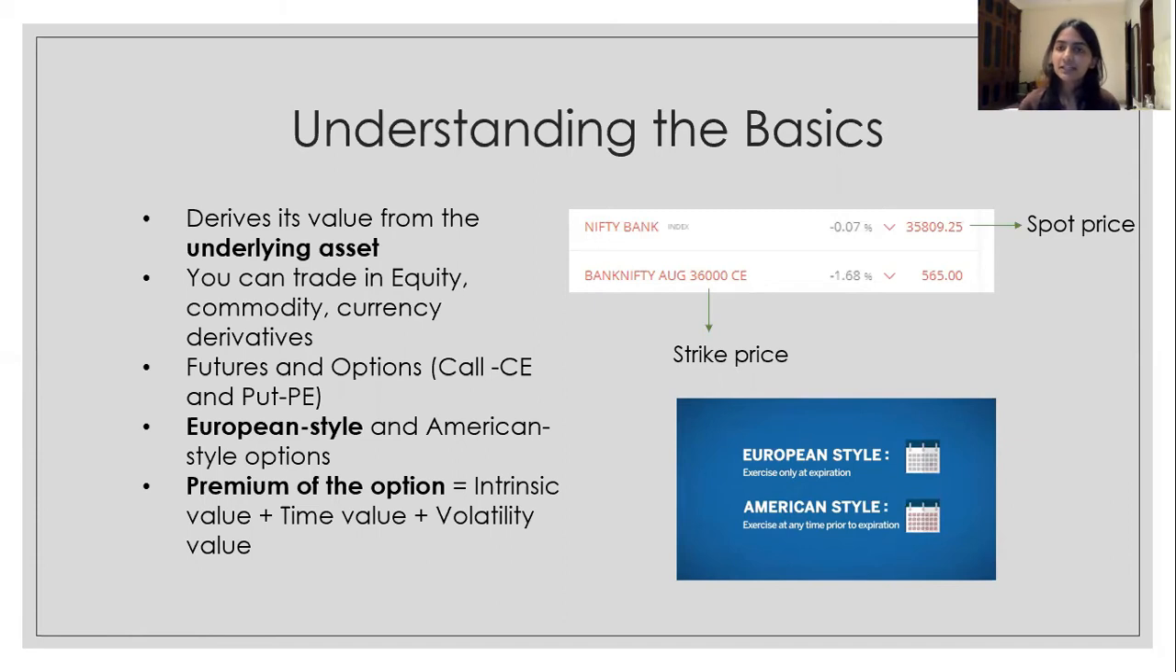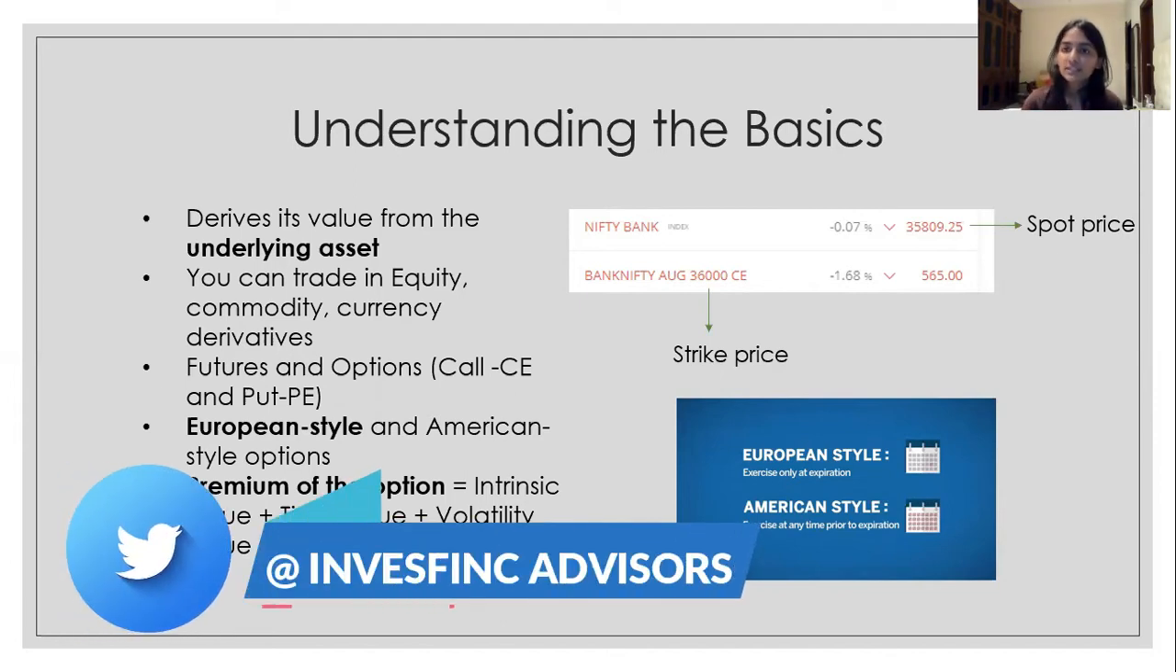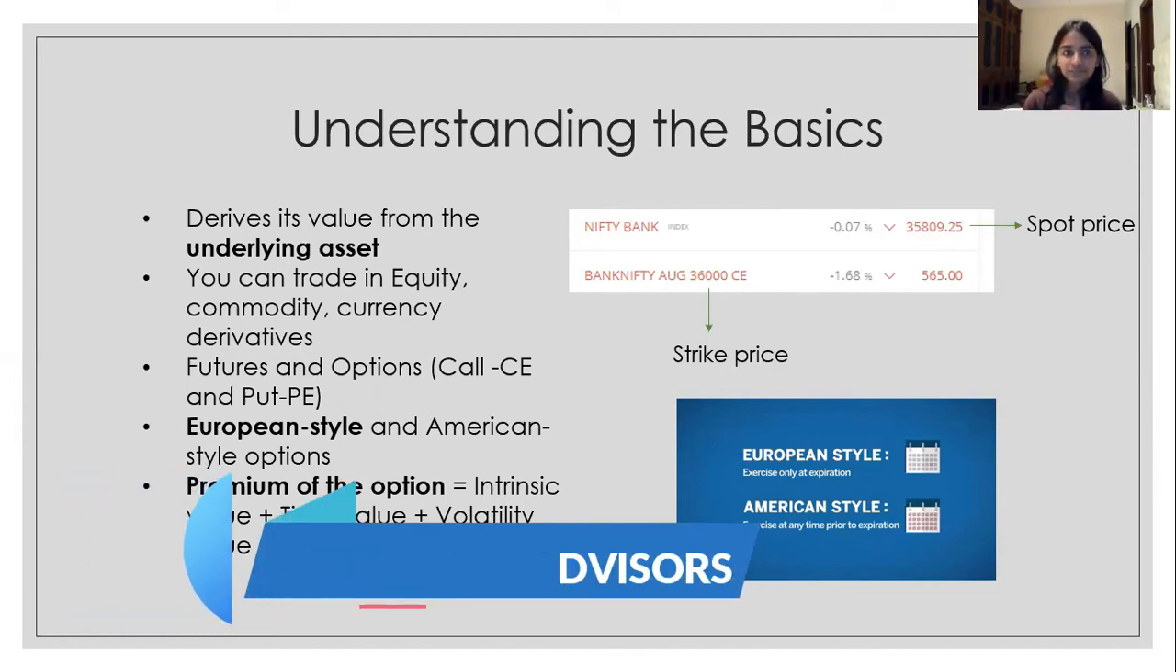So in Indian markets, you can trade on three types of derivatives. One is equity, then is commodity, and the third one is the currency. So derivatives basically derive its value from the underlying assets. So let's suppose if I'm buying the call or the put option of Reliance, then the value of it would be derived from the stock price of Reliance.